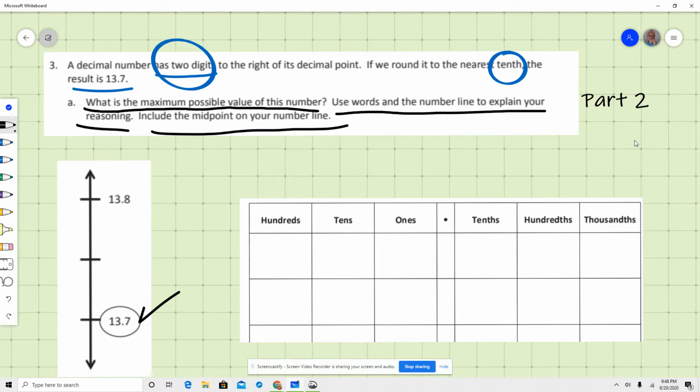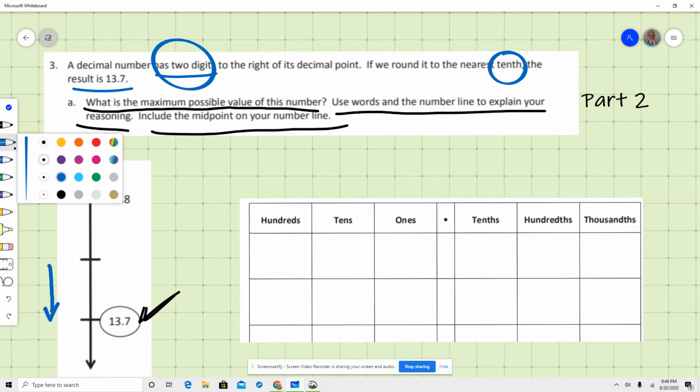So you have 13.7. They already gave us the vertical line, so let's work with the vertical line. Now, if it was rounded down to this number, that means all of the numbers from the midpoint were the ones that can be used to round to 13.7. Let me make this a little smaller, and there you go.